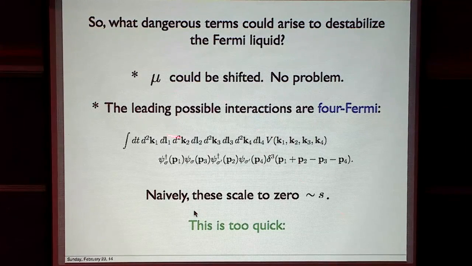Now, the leading possible interactions, then, that respect all the symmetries in the problem that we have, spin, rotations, and electron number, involve four Fermi operators like this. Psi dagger psi, psi dagger psi. And you just do the scaling that was on the previous transparency, you'll find that these naively scale to zero as s. And so the theory is completely stable, and life is very boring, and everything should be this free fermion picture. Now, that's too quick.